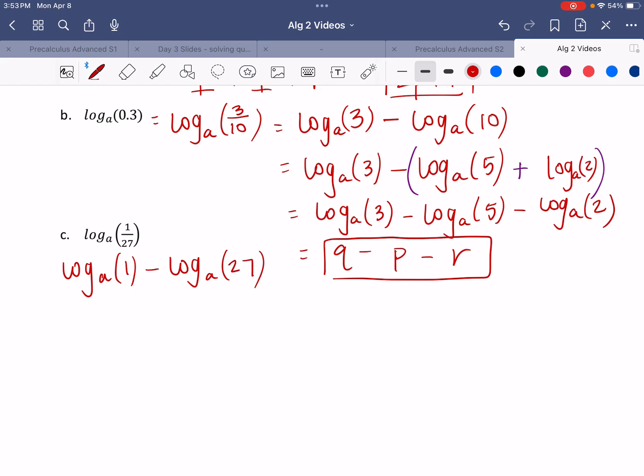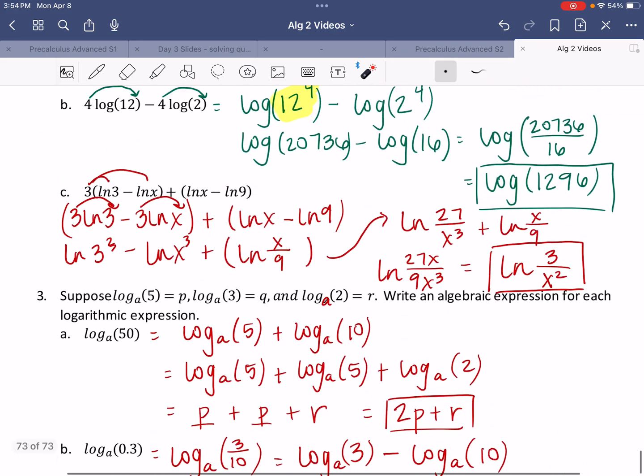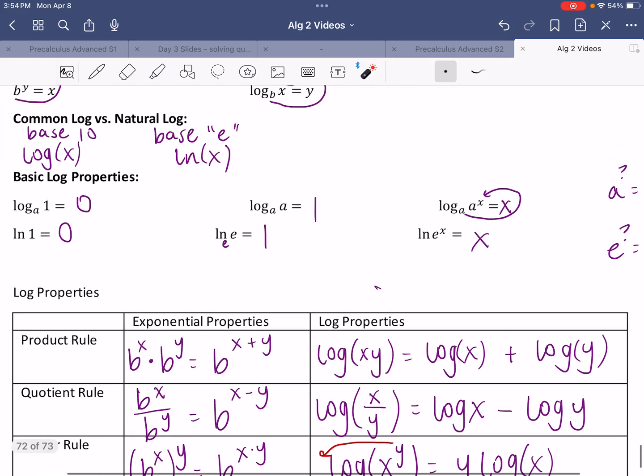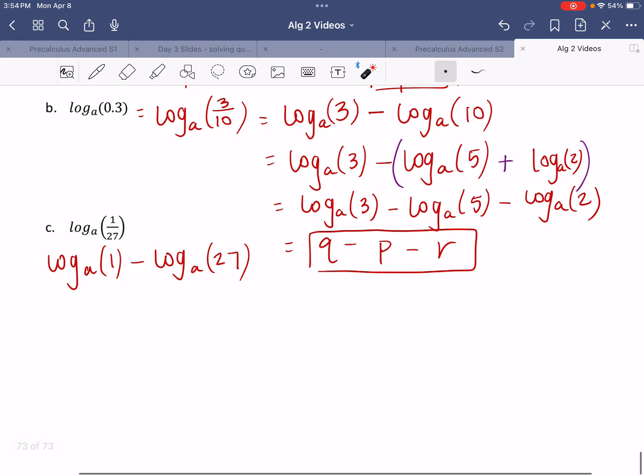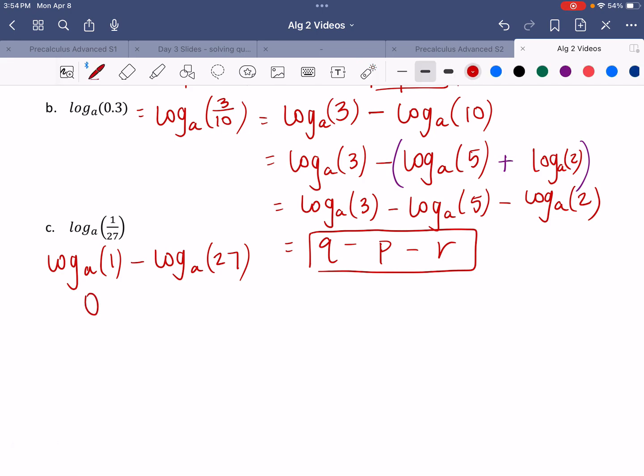Okay, log base A of 1 was not given to us. But if you think back to the beginning of the lesson, any base to the 0 power is 1. So this is going to become 0 minus, and then we have to think of how to write this 27. So we could think of 27 as 3 to the 3rd power. That came up earlier in the lesson.